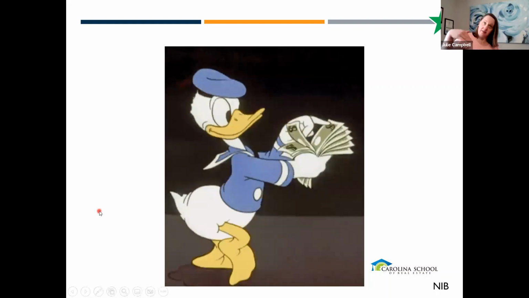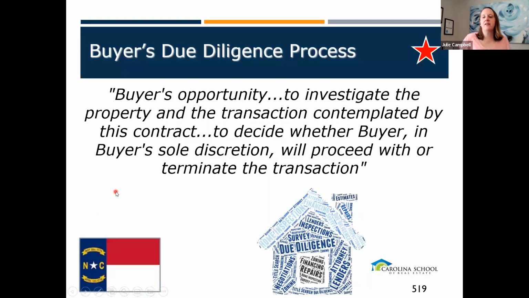So backing up just a bit, let's backtrack. We've talked about your buyer's due diligence process. Again, the italicized on page 519 and 520 is directly from your offer to purchase and contract. And we learned that the buyer's due diligence process is their opportunity to investigate the property, learn everything that they possibly can know about it, to decide whether they will proceed with or terminate the transaction. That's the whole point of the due diligence period.